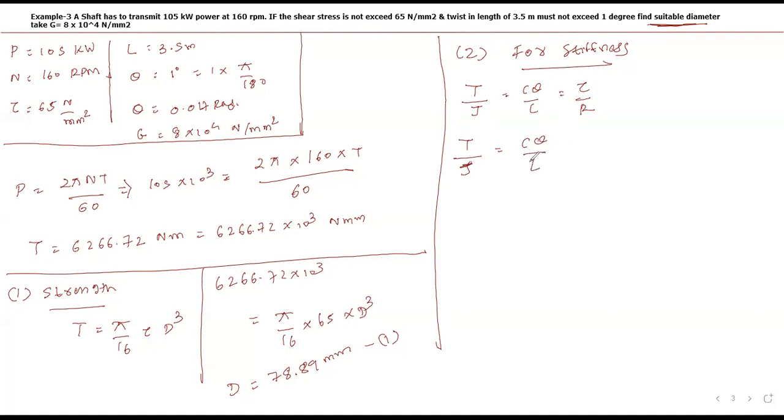Okay, I hope it is clear to all of you. Now, whenever we are required to calculate diameter based on stiffness criteria, in that case, we will not consider the tau by r term. Is it clear? Why is the tau by r term not considered? Because we have already considered the value of tau in the equation of shear strength. So first of all we will consider T by J equal to C theta by L.